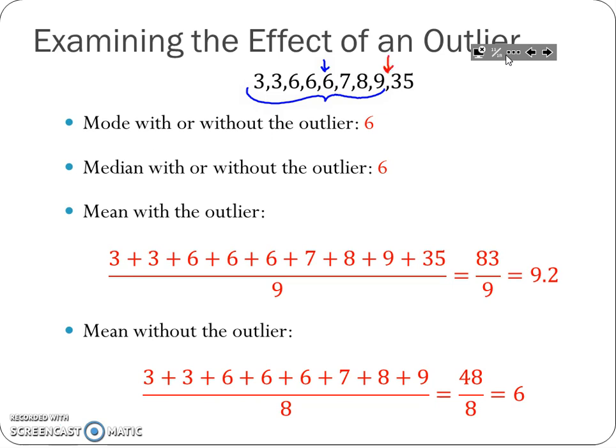So is that an accurate representation, having the mean be 9.2? No, because all but one of your numbers is smaller than your average, and that doesn't really make sense. We want our average to be somewhere in the middle. So we can say that your mean would be greatly affected by an outlier, which would make me think that you would not want to include an outlier in your data sets if you're trying to find the mean.